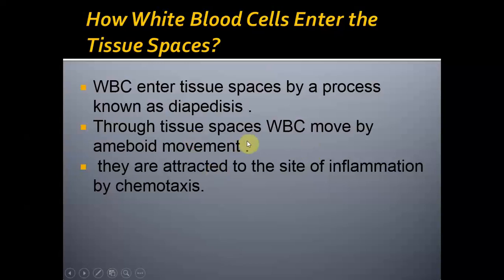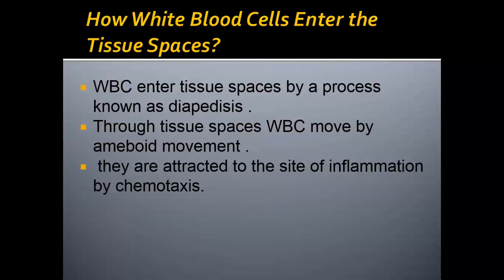Inside the tissue space, the white blood cells are going to move just like crawling, the way someone crawls, by amoeboid movement. And the things that attract them to the site of the inflammation we call chemotactic substances. So they come out of the circulation by a process of diapedesis, and then they will crawl by amoeboid movement through the tissue spaces, attracted to the site of inflammation. How? By chemotactic substances that are released from the pathogens, released from the damaged tissue, attracting white blood cells to the site where they are most needed.